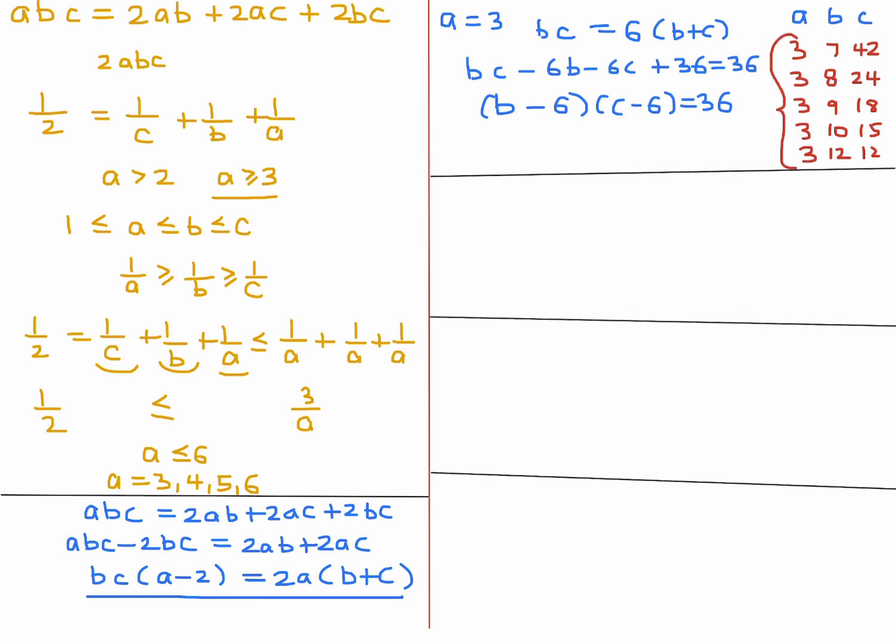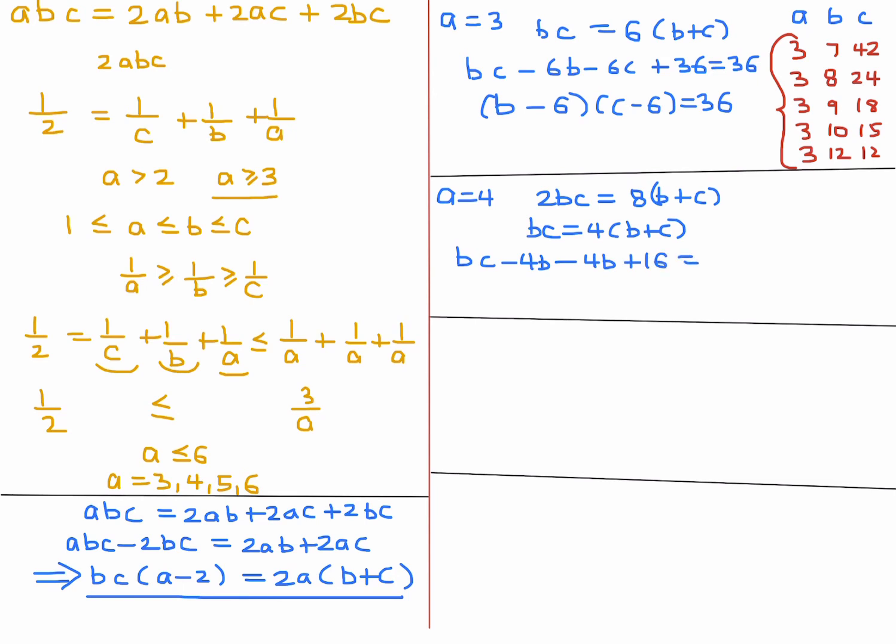All right, let's proceed in the exact same way, but this time for A equals 4. If A equals 4, again using this formula, we get 2BC is equal to 8B plus C. And then if we divide through by 2, BC is equal to 4B plus C. Put everything on one side and do a little bit of factoring. It will help us factor if we add a 16 to both sides. And when we do, we get (B minus 4)(C minus 4) is equal to 16.